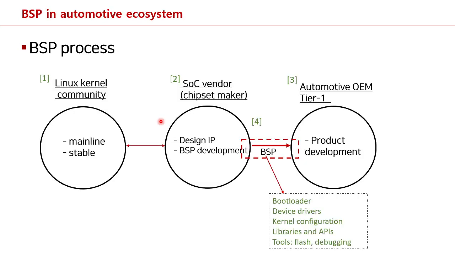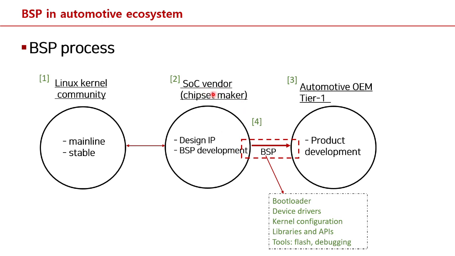Another important thing you have to learn is the ecosystem in the automotive system. As I explained many times, there are three key players in the automotive system. The first player is the Linux kernel community, the second player is the SoC chipset vendor, and the third one is the automotive OEM vendor or tier 1 company.